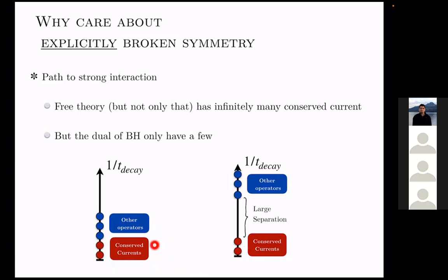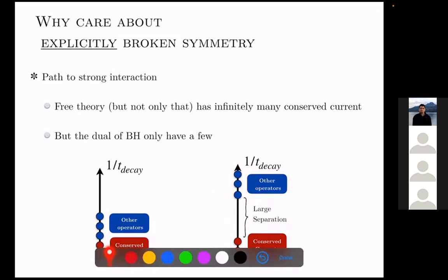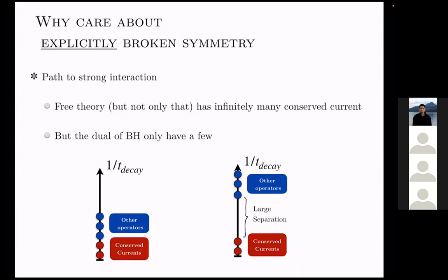And for the one that is dual to a black hole, where we can use AdS/CFT to do computations, there's actually a large separation. Usually the scale is set by temperature or chemical potential, whichever is the largest. And then the other decay rates are a big separation between the operators that are not conserved and the ones that are conserved.